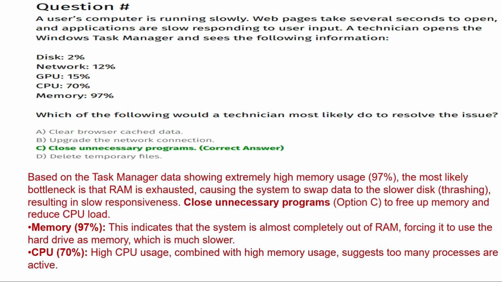And the next question is, a user's computer is running slowly, web pages take several seconds to open, and applications are slow responding to user input. A technician opens the Windows Task Manager and sees the following information. Disk is 2%, network is 12%, GPU is 15%, CPU 70%, and memory is 97%. So which of the following would a technician most likely do to resolve the issue?